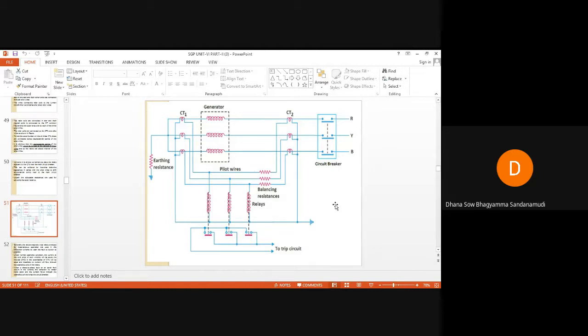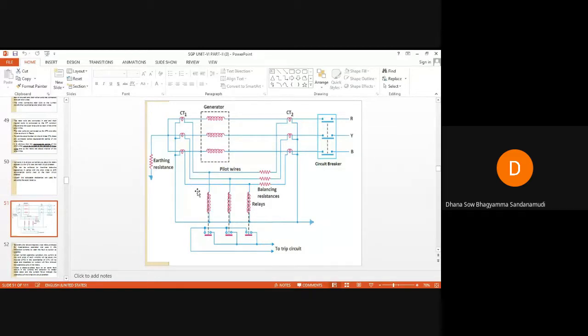Under normal operating condition, the current at both ends of these windings will be equal. At both ends, this end and this end, the current will be equal. So the induced EMFs across the secondaries of these CTs will be equal. Since the induced EMFs are equal, the differential current that has to flow through this relay will be equal to 0, meaning no current will flow through the operating coils of these relays.